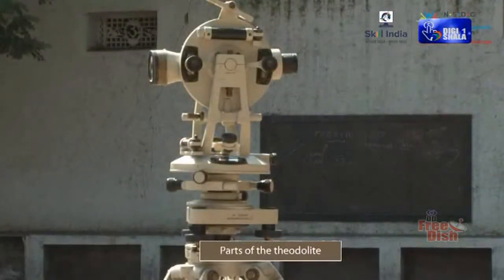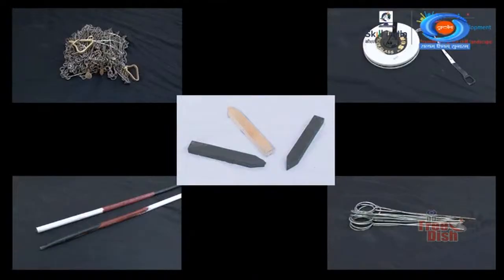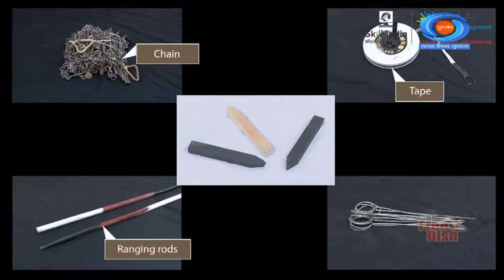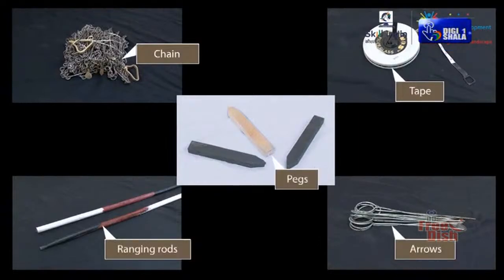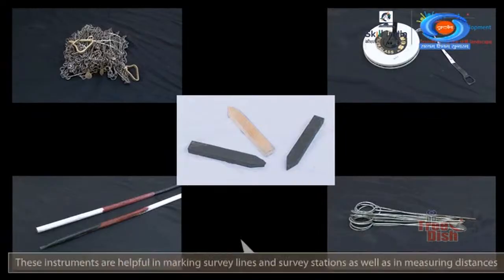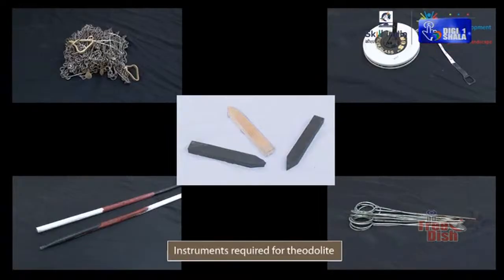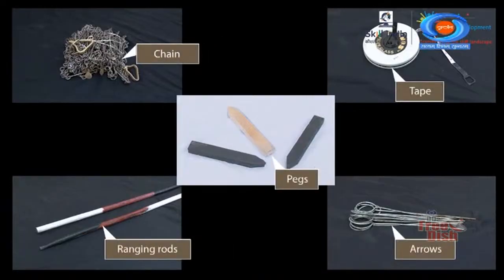So remember, these are the instruments required for surveying with theodolite: chain or tape, ranging rods, arrows, and pegs. These instruments are helpful in marking survey lines and survey stations, as well as in measuring distances when carrying out theodolite survey. So remember, the instruments required for theodolite are chain and tape, ranging rods, arrows, and pegs.